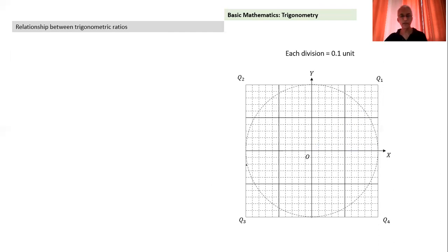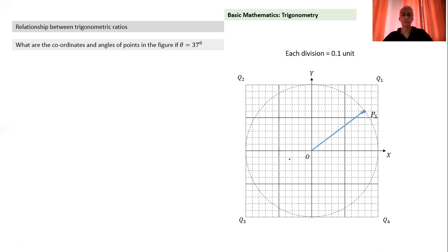Okay, so basically what we have seen here, let's do something more. Each division is 1 unit. What are the coordinates of points? So we'll mark various points on the circle. Let's take this point P1. We are talking about 3 things here. What are the 3 things? Angle, x coordinate, and y coordinate, and they are related. So let's see how they are related.